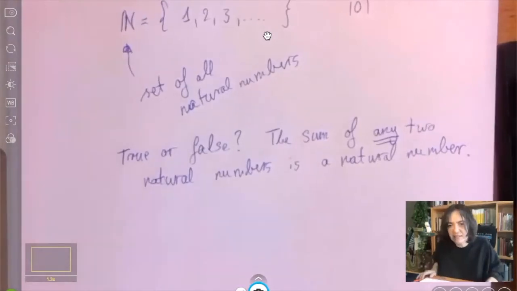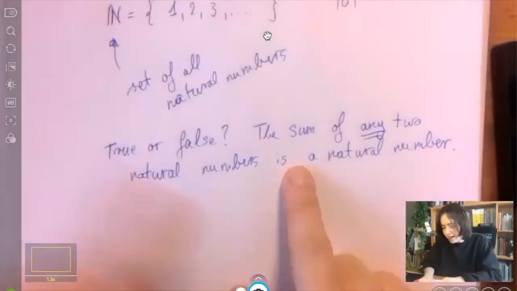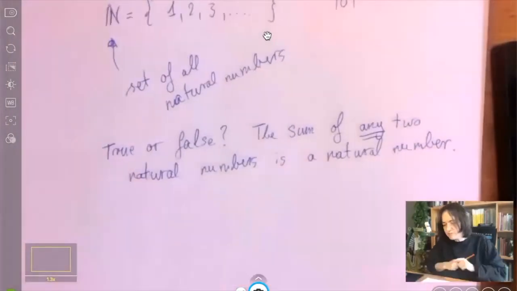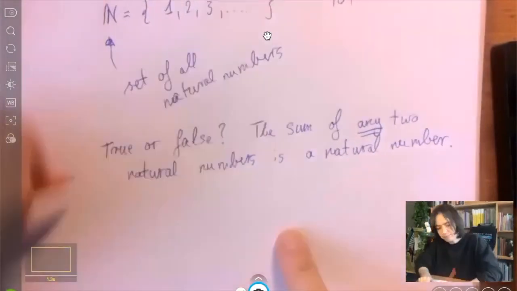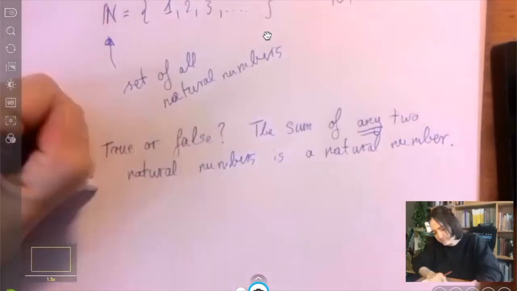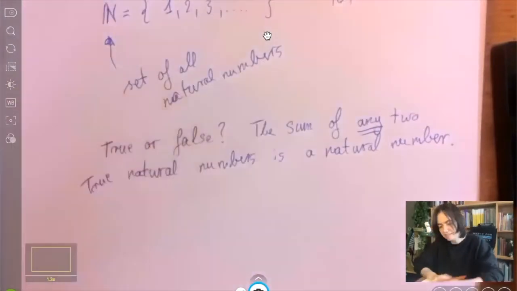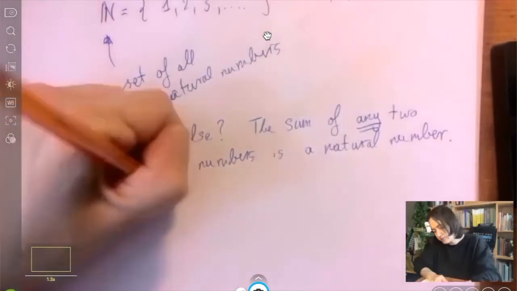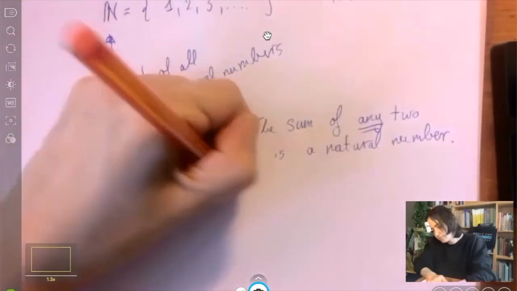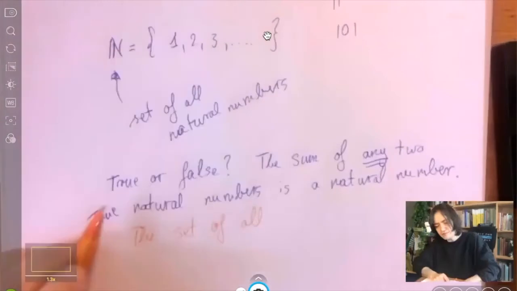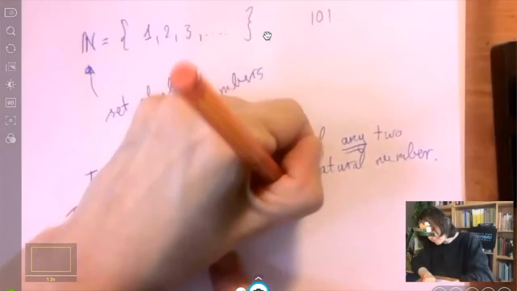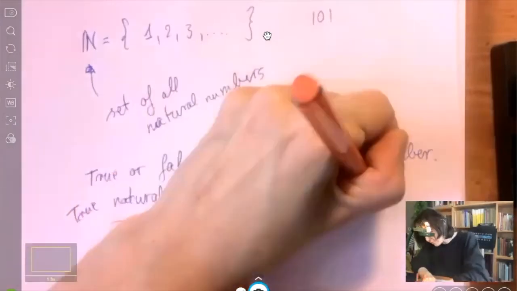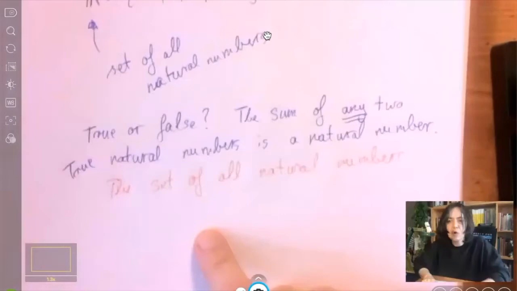We don't like that. Actually, the fact that the sum of any 2 natural numbers is a natural number, we like that, and we call it closure. So this is true. And one way of saying that is that the set of all natural numbers, which is why we have this notation, so we don't have to write all this. Remember laziness? The set of all natural numbers is closed under addition.